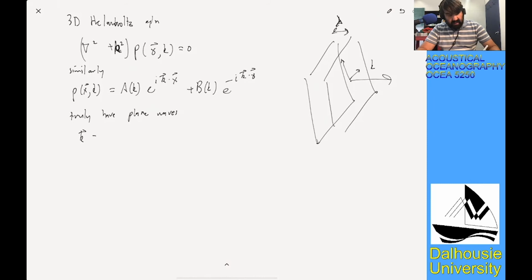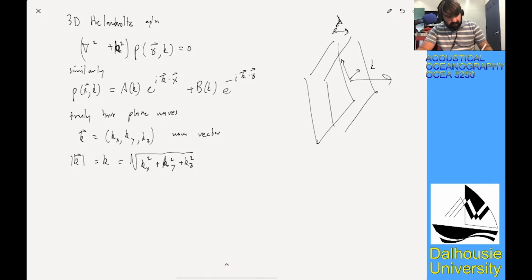K is this three-component vector. Of course, I've drawn just 1, 0, 0, but there's the wave vector. It tells you the direction. And of course, it satisfies this relationship, where we actually have a relationship to the wave number. It's just the standard norm of the vector. So kx squared plus ky squared plus kz squared, the square root of that gives you the wave number, as well as being just the magnitude of the vector.